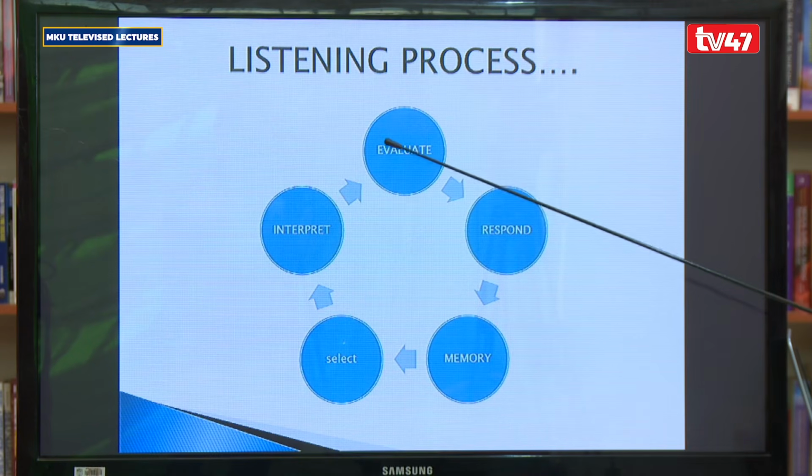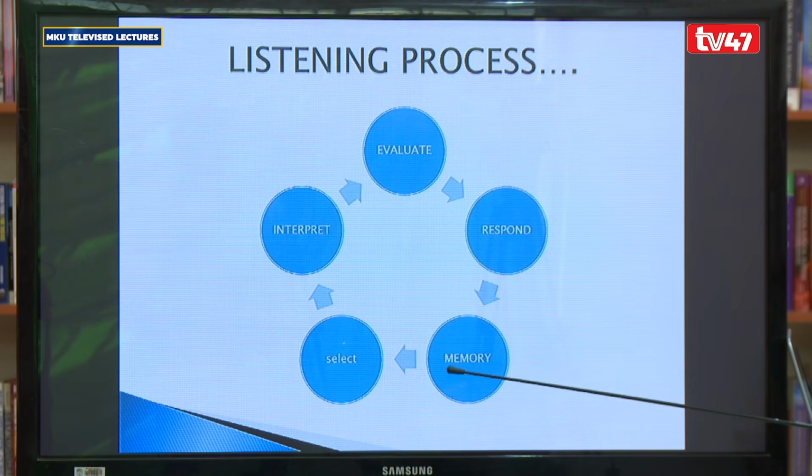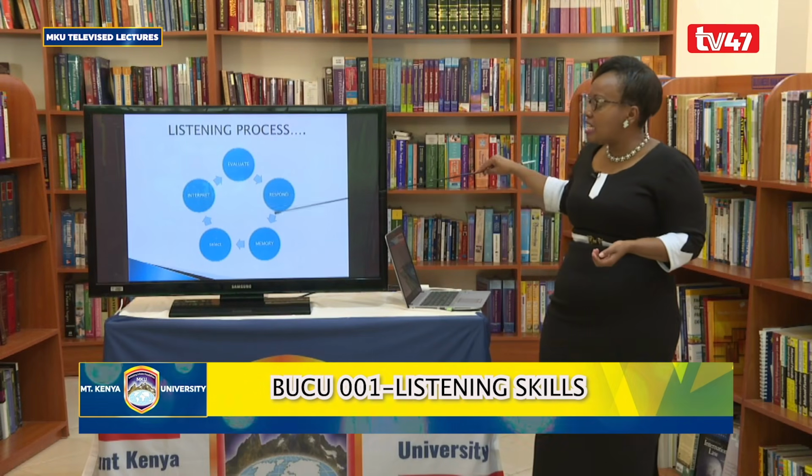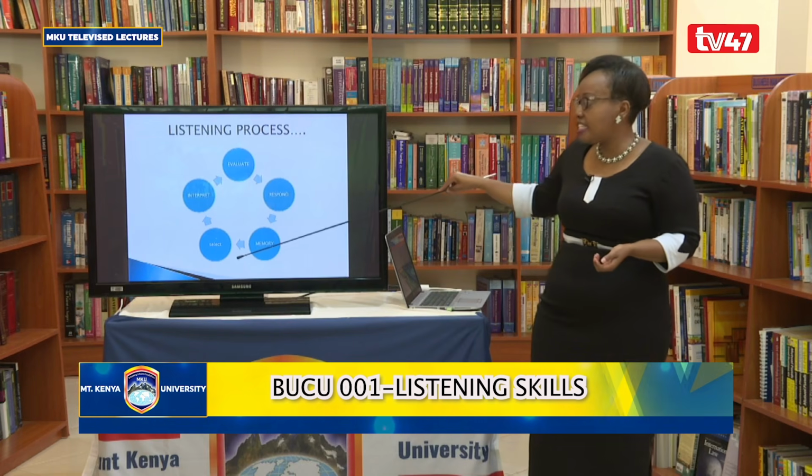So after evaluation, you go to response. The response, this is where now you give what? Feedback. So if a lecturer has been teaching, you have interpreted, you have evaluated. Now the feedback could be you asking questions to seek clarification or even answering questions when they ask. That is the response we are talking about. And then lastly, memory. Memory means try to remember whatever has been said. So you can see that actually the listening process is made up of 5 steps.